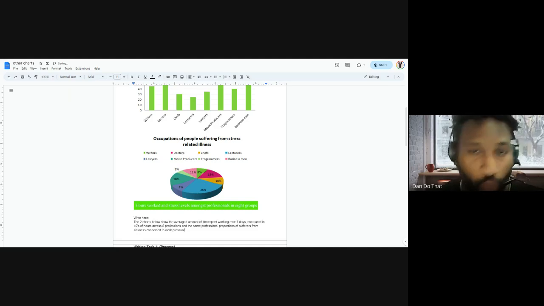Work pressures, workload. You could keep stress and add the adjective workplace stress. Workplace stress. You could say work. You can't really say work-related stress. That's too many of the same words.